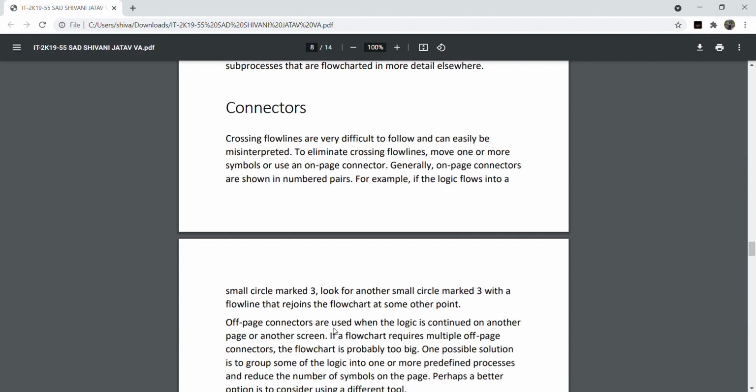Connectors. Crossing flow lines are very difficult to follow and can easily be misinterpreted. To eliminate crossing flow lines, move one or more symbols or use an on-page connector. Generally, on-page connectors are shown in numbered pairs. For example, if the logic flows into a small circle marked 3, look for another circle marked 3 with a flow line that rejoins the flowchart at some other point.